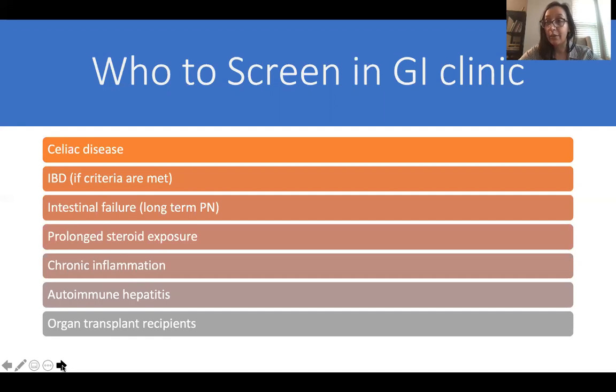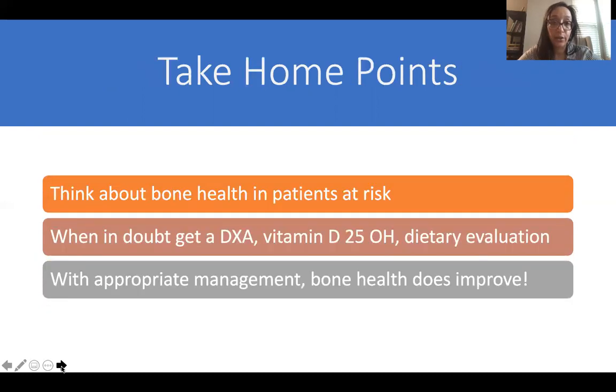Inflammatory bowel disease, we talked about the criteria of when to get that in IBD. Intestinal failure, those on long-term parenteral nutrition, prolonged steroid exposure, any condition where you're going to have chronic inflammation, autoimmune hepatitis, and organ transplant recipients. So those are some of the high-risk categories, and there could be others.